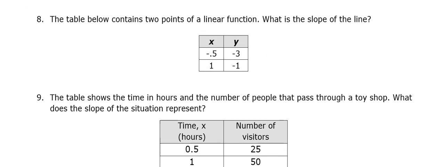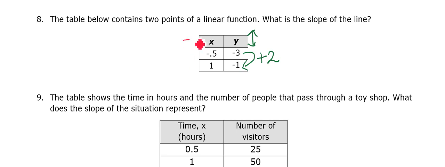Number 8, the table below contains 2 points of a linear function. What is the slope of the line? So again, I'm going to continue and I'm going to look for the rise and my run. If I look for my rise, I'm looking at the change in my y. So I'm looking at how we're going from negative 3 to negative 1. So my rise is plus 2.